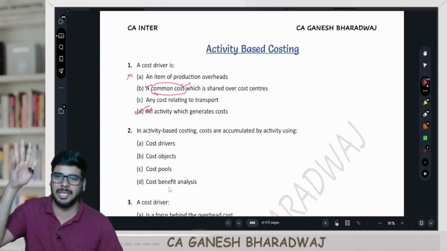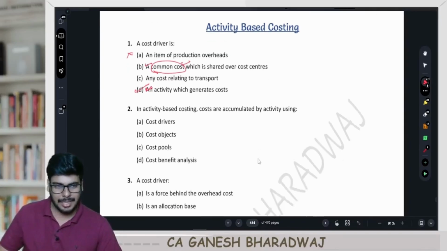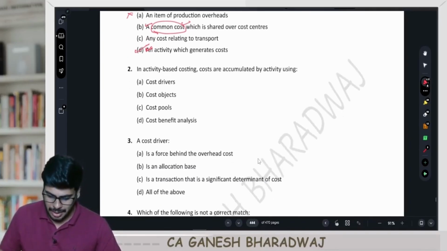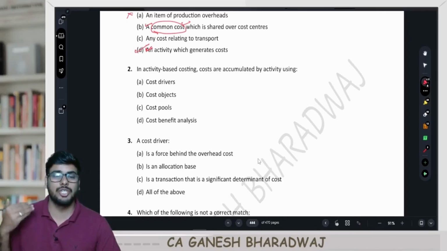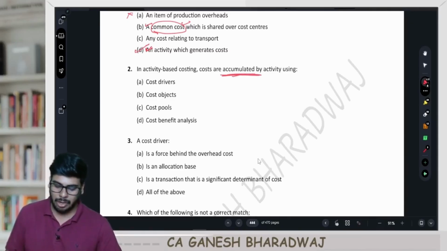For this only I am incurring the cost. Clear with this, guys? Yes. Next. Answer is D. Next. In ABC, the costs are accumulated by activity using what? Read the question carefully. Don't jump to the solution. What are they asking? Costs are accumulated by activities using what? Cost driver, cost object, cost pool, cost benefit analysis.